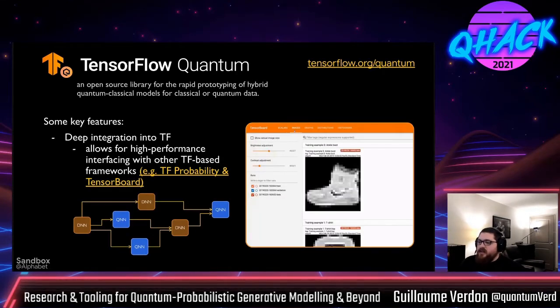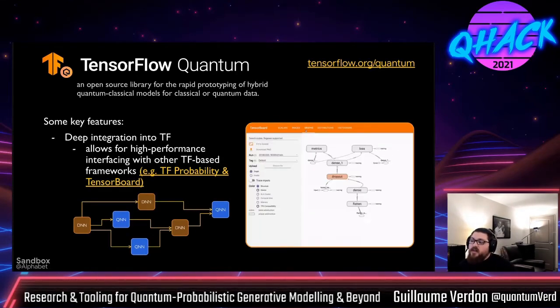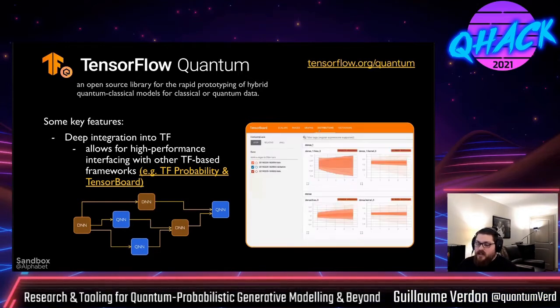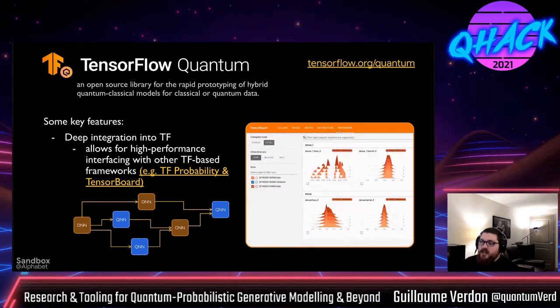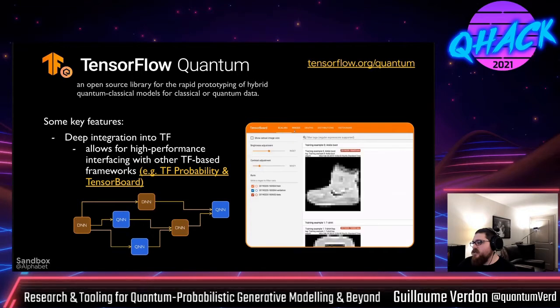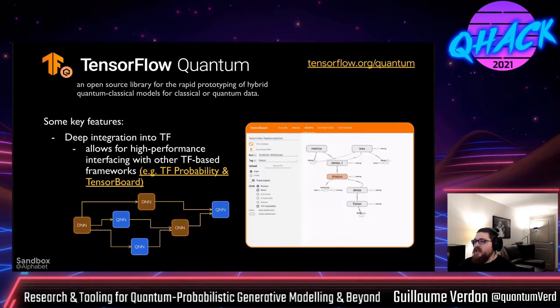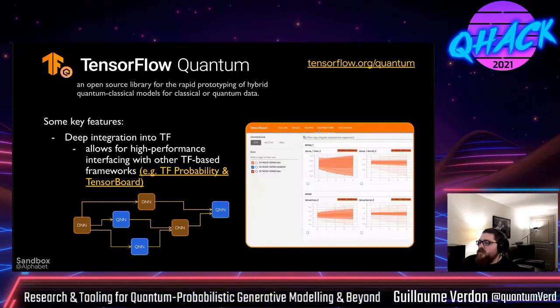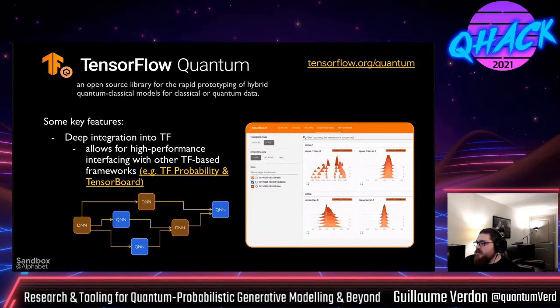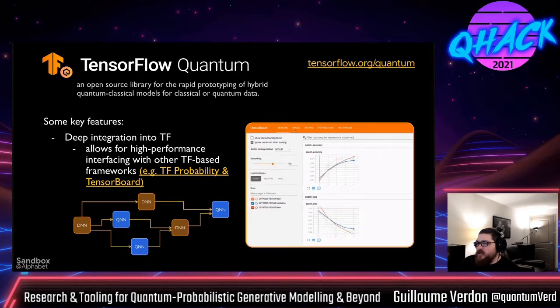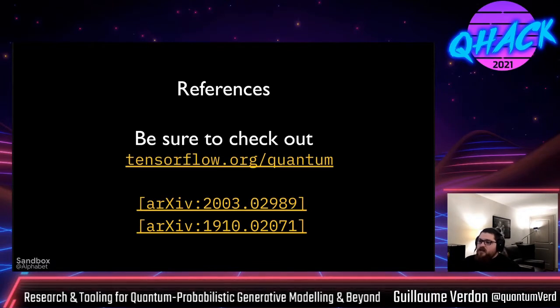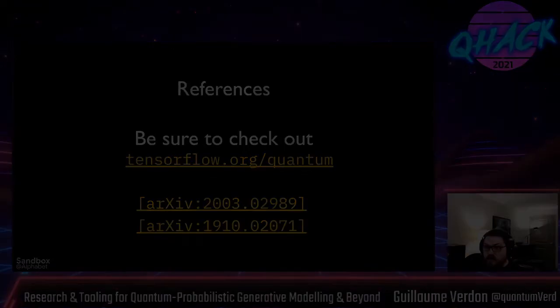It's deeply integrated with TF. In our workflow, we use TF Probability and TensorBoard, and you can visualize all the weights and the training and diagnose what's going on in your QNN. If you're wondering about how to do that workflow, we have some blog posts hopefully coming soon, and you can reach out. So make sure to check out tensorflow.org/quantum. The two links are the white paper and the VQT QMHL paper. Be sure to check them out.